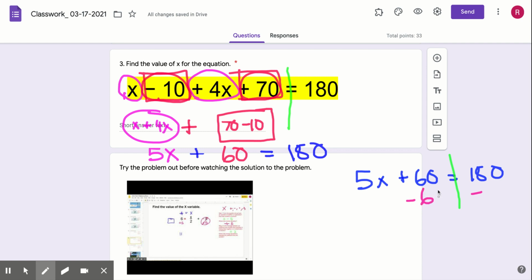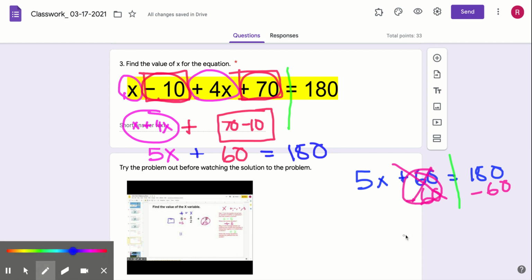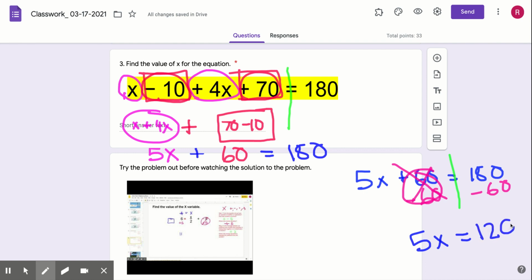And the number I want to move away now is 60. So I'm going to subtract 60 from both sides. The 60 over here goes away, it becomes a big 0. You're left over with 5x on side 1. On side 2, you have the difference between 180 and 60. If you plug that in your calculator, you will get 120.